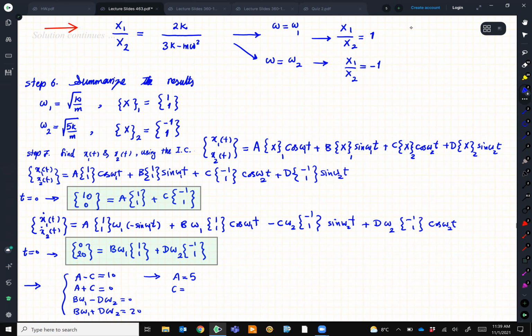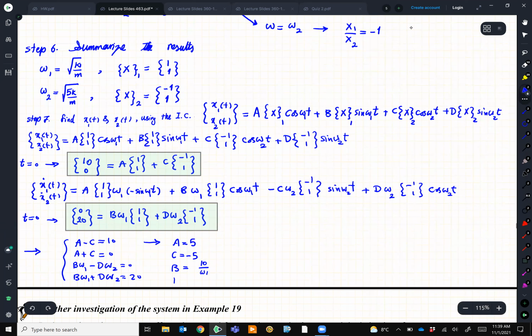From here, I can find B anyway, right? It's going to be 10 divided by omega 1, and D is going to be equal to 10 divided by omega 2. But please go home later and check the calculations. It's just some algebra. I quickly wrote them, so make sure that they are correct.